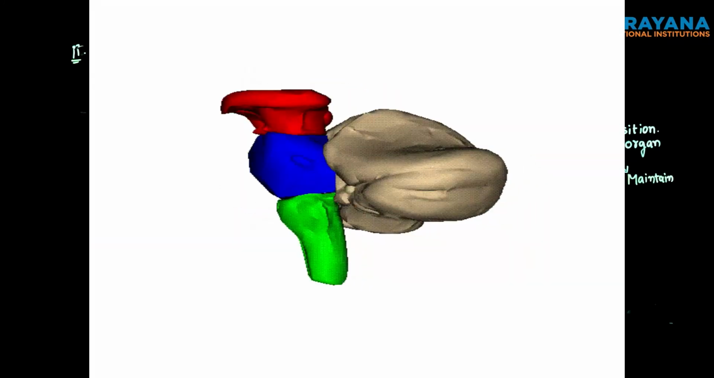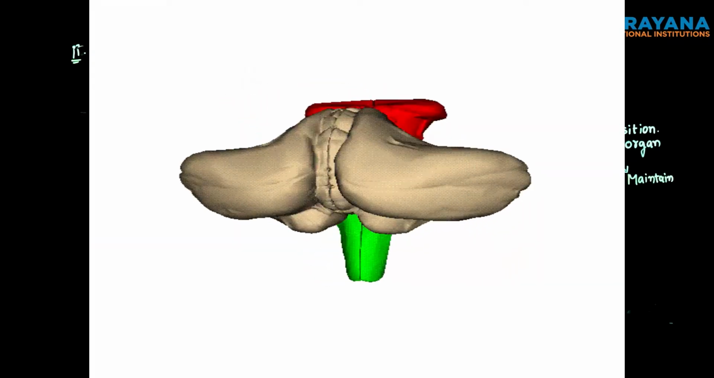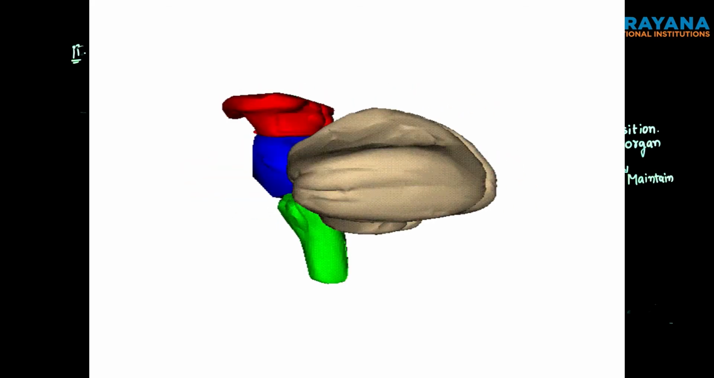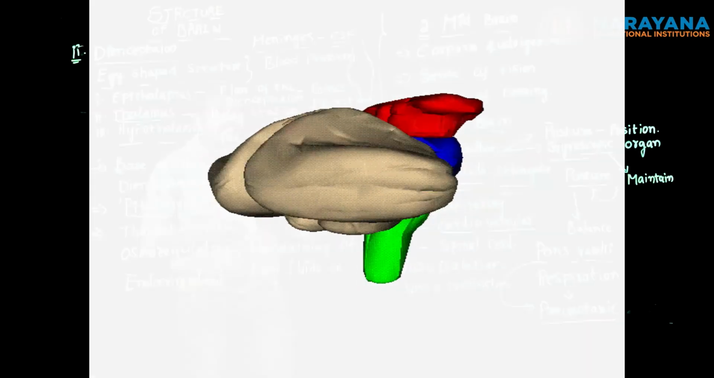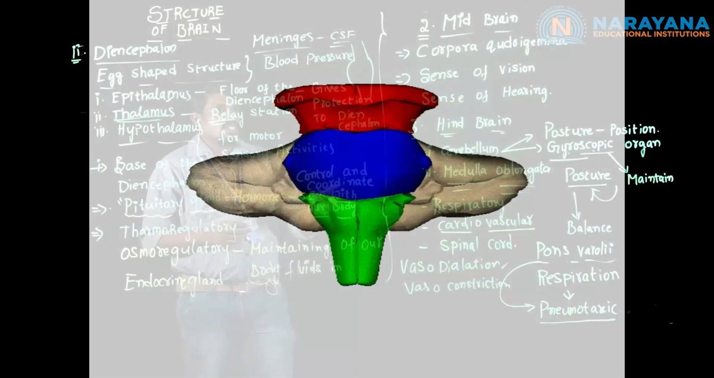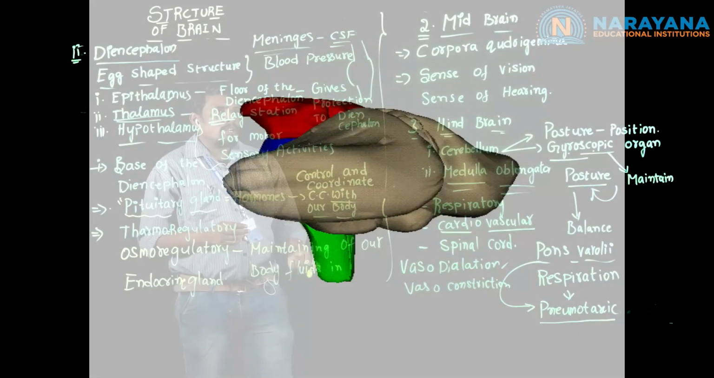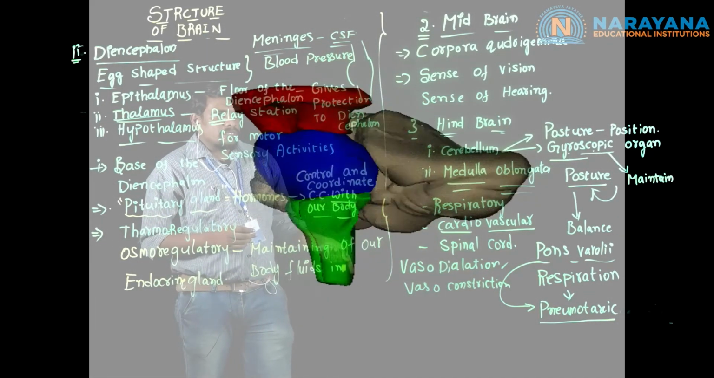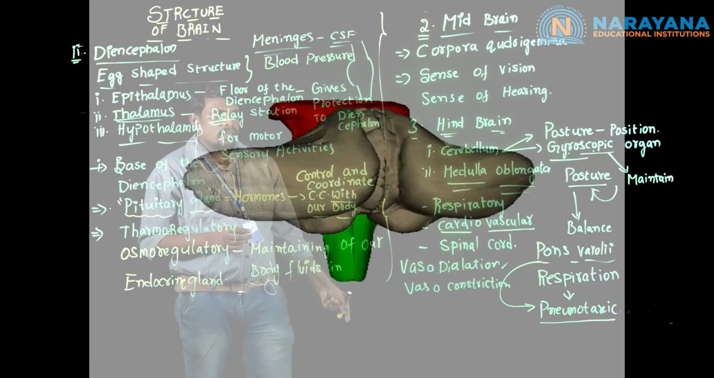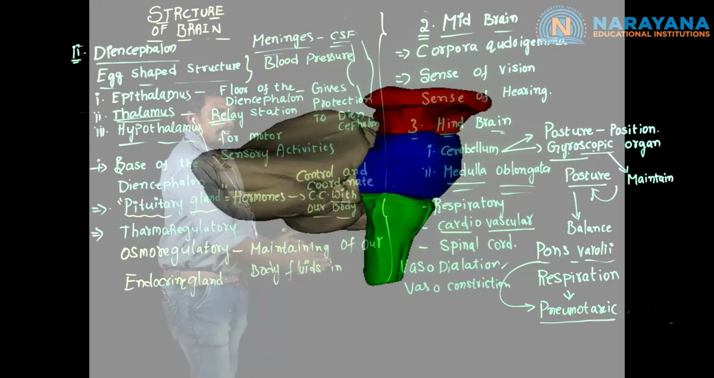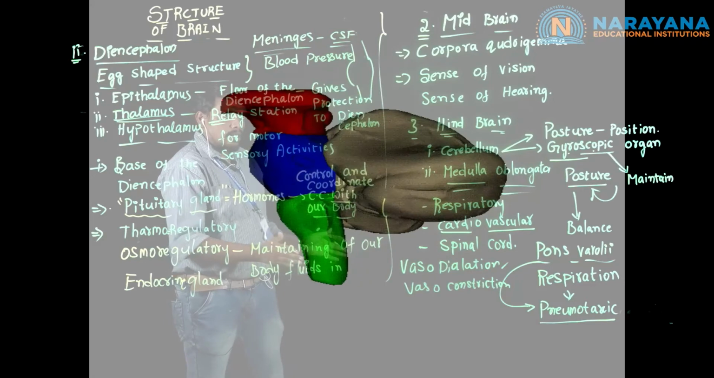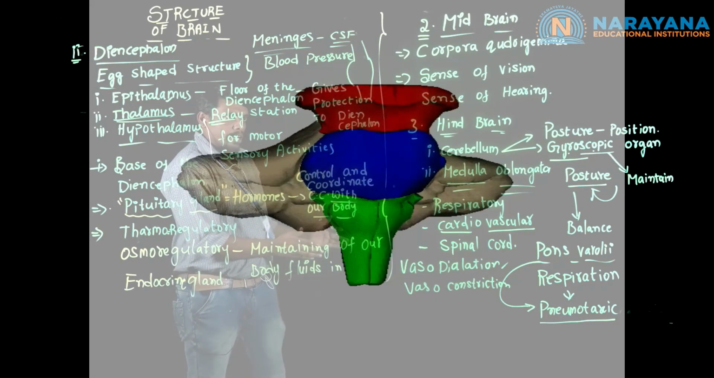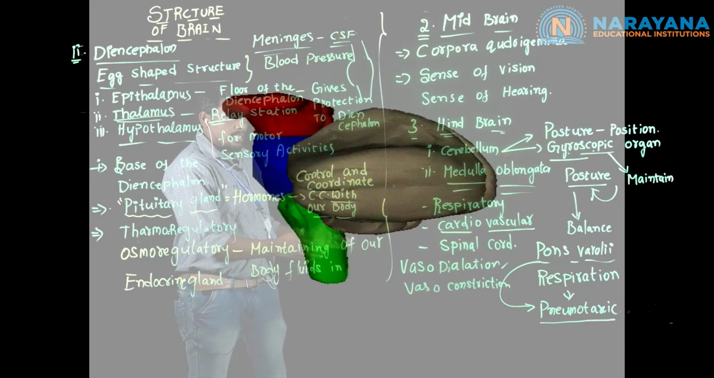You see this diagram once. Reduce the intensity, sir. That green color structure. Here, the green color structure is there, no? What is that green color structure? Medulla oblongata or brainstem, which is fixed into the spinal cord. Clear? So the brain is fixed into the spinal cord with the help of this medulla oblongata. Clear, Nana?